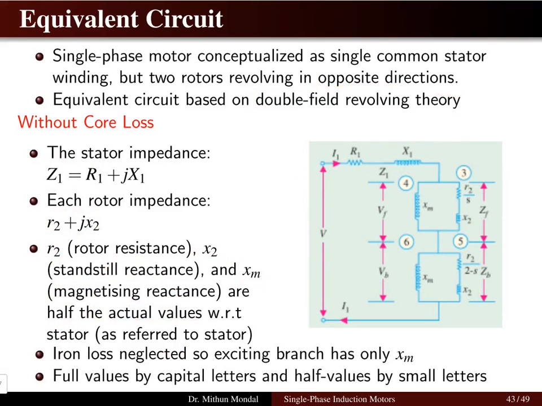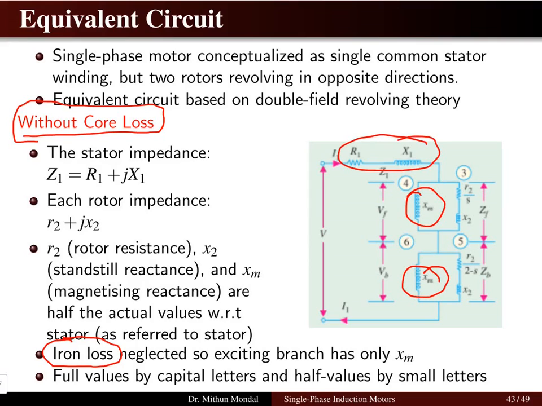Now here we have not included the iron loss. So without core loss, this circuit is the representation. So you have only the Xm branch where the flux is produced. We also note that we have used some capital letters and some small letters. Capital letters indicate the full values and the small letters indicate the half values. So this is the equivalent circuit without the incorporation of the core losses.